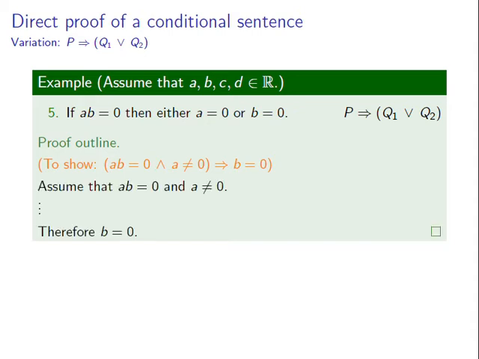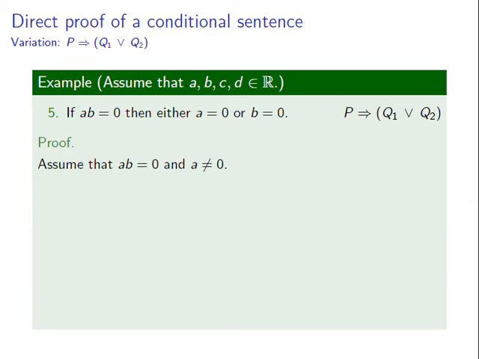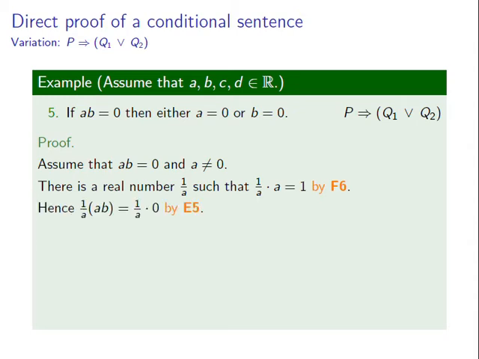A direct proof begins by assuming that AB equals 0 and A is not equal to 0. We shall deduce that B equals 0. Assume that AB equals 0 and A is non-zero. Since A is non-zero, it follows from the existence of multiplicative inverses that A has a multiplicative inverse 1 over A. From the hypothesis that AB equals 0 and from the multiplication property of equality, we get that 1 over A times AB is equal to 1 over A times 0.